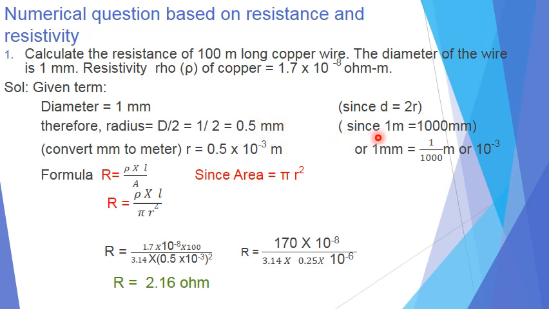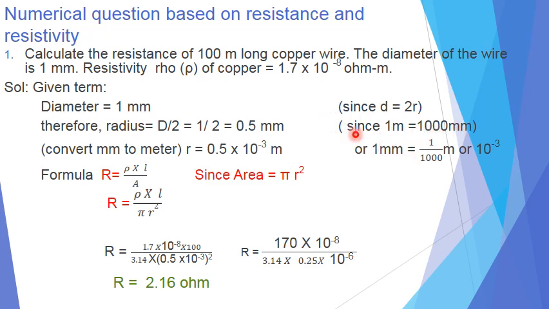Since 1 meter equals 1000 millimeter. How I got 1000 is because 1 meter equals 100 centimeter. Similarly, 1 centimeter equals 10 millimeter. So we have to multiply 100 into 10, which will give 1000 millimeter.